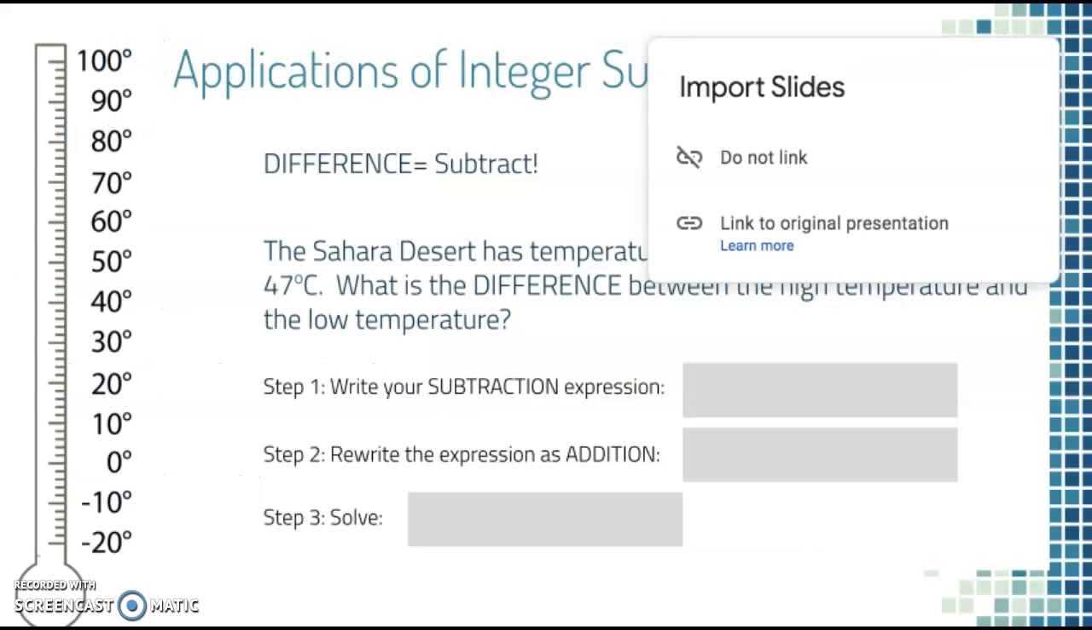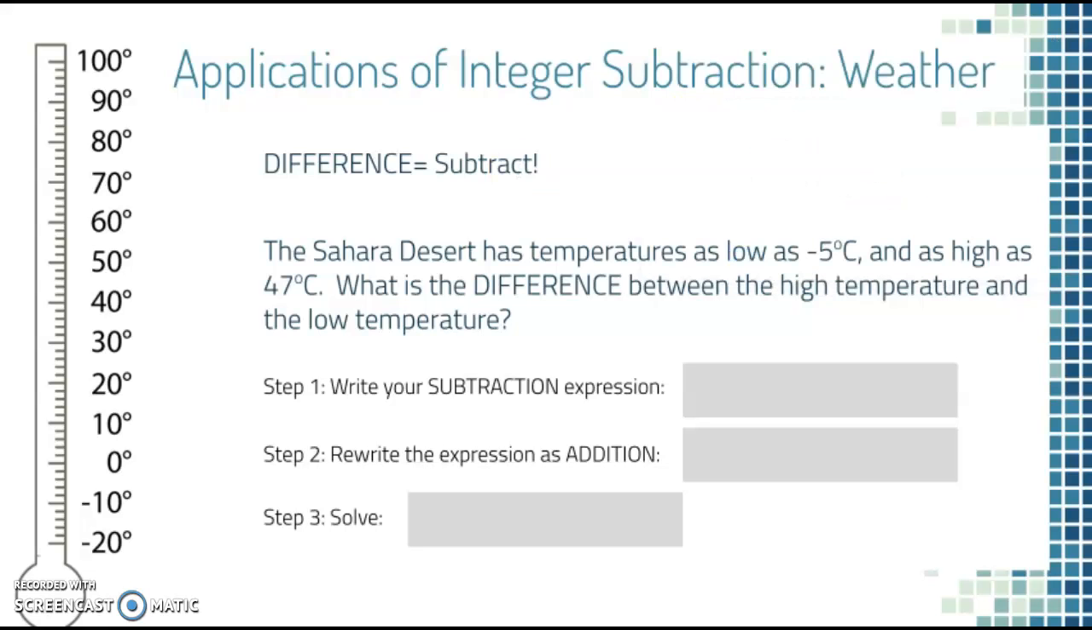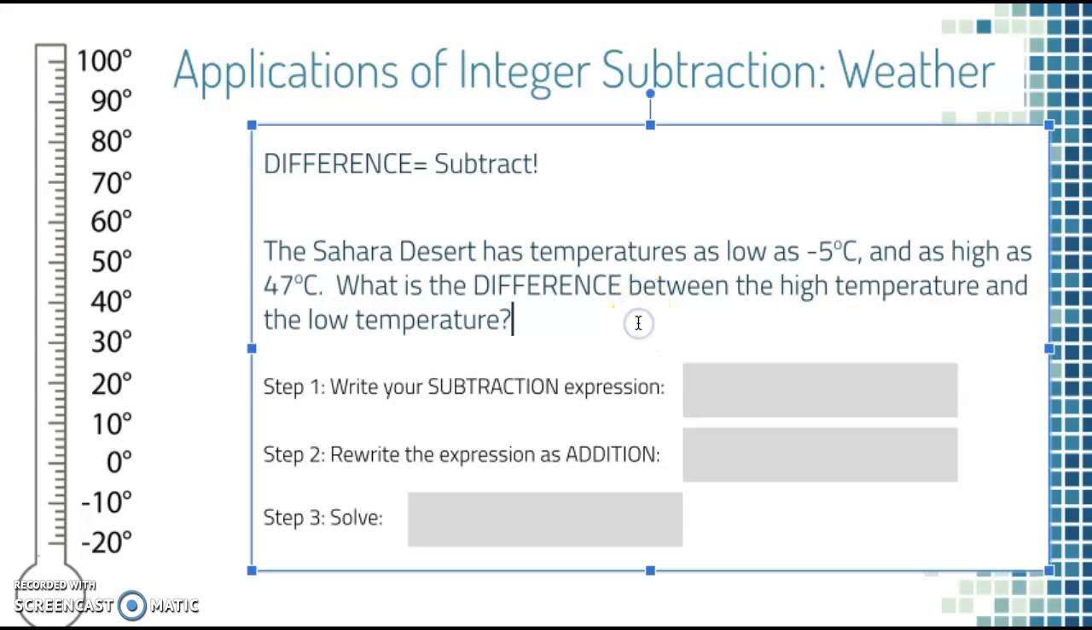In your notes now, we're going on to some applications of finding the difference of integers. Anytime we say difference, that means subtract. So I'm going to do this one with you. The Sahara Desert has temperatures as low as -5 and as high as +47. What is the difference? When we're finding the difference, you may want to add this in, that this is going to be high minus low.